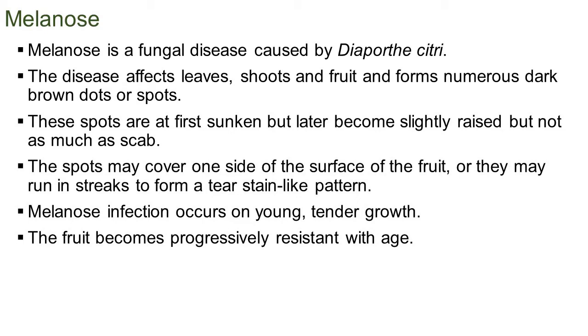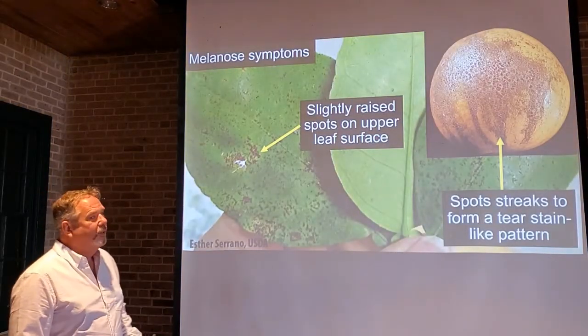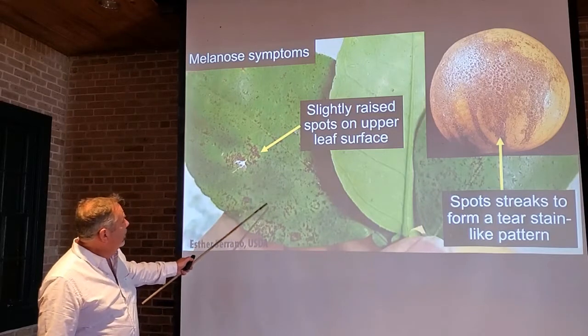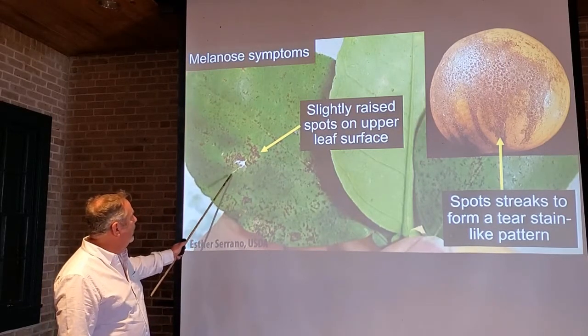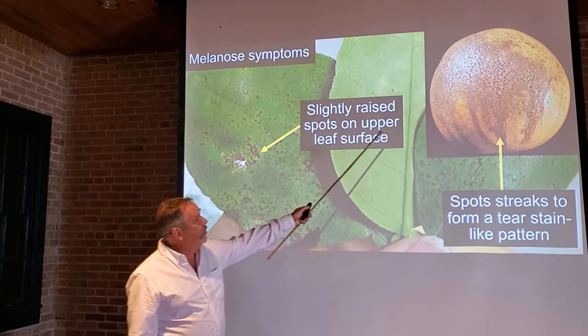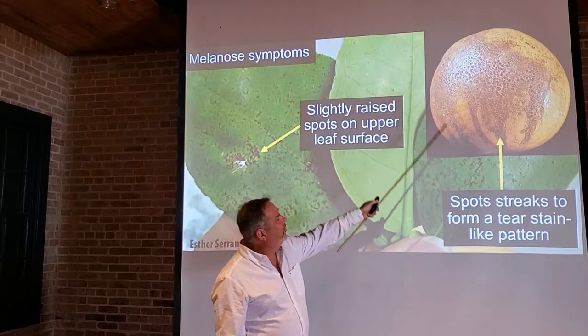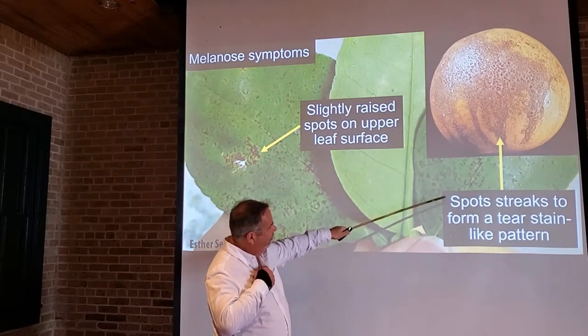Melanose infection occurs on young, tender growth. The fruit becomes progressively resistant with age. So here are some pictures of the melanose. You can see the spotting that we talked about, and there are slightly raised spots on the upper surface. Here you can see the fruit, and it looks like something was dripping down. So this is what is happening here.